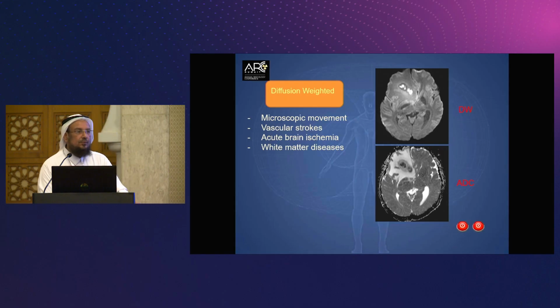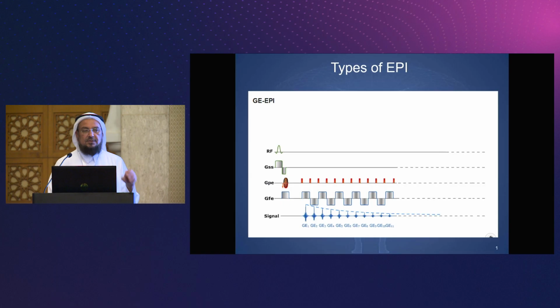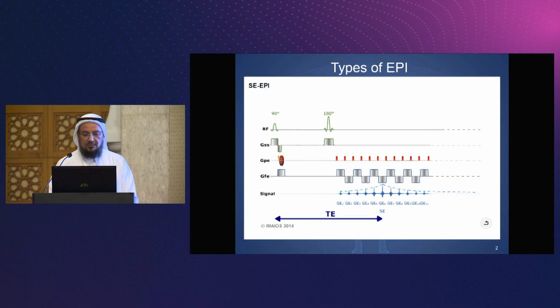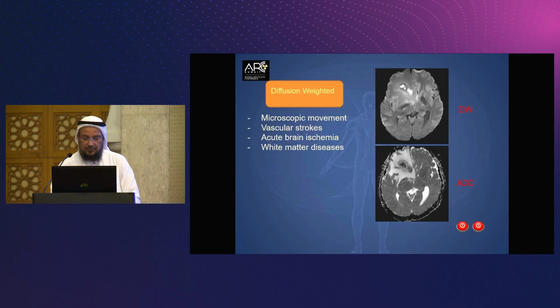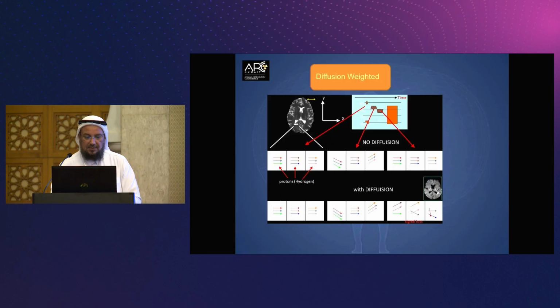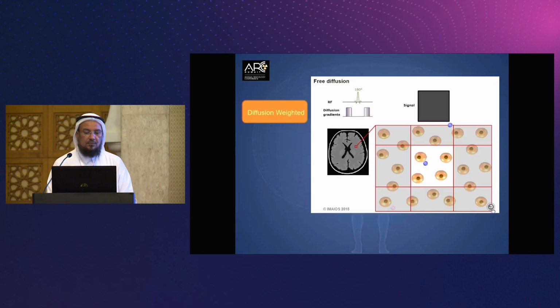Another sequence is called diffusion-weighted imaging, where it actually concentrates on the macroscopic movement of the protons. For example, in a patient with a stroke, acute brain ischemia, or white matter changes. The idea behind diffusion is that we utilize a very fast sequence called echoplanar imaging. In this sequence, we will be able to see if the protons are moving freely or they are restricted. I have a short video to show you, for example, a proton moving freely.